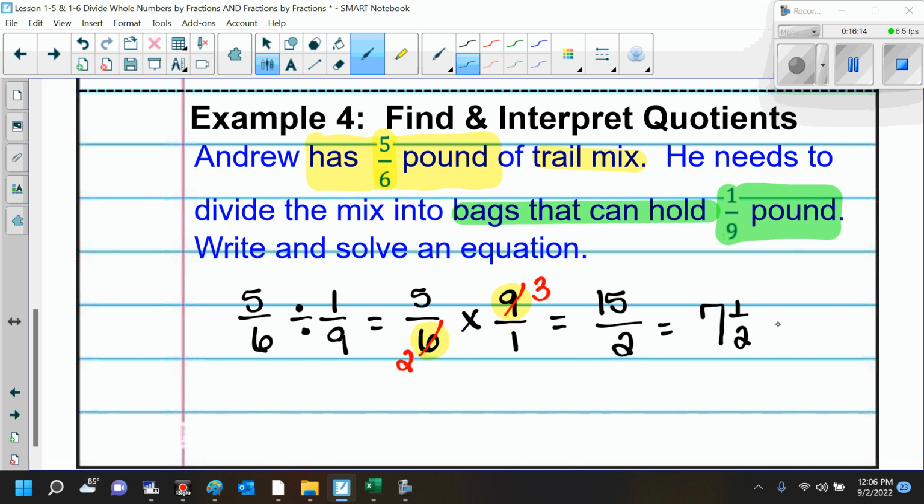What's my label going to be? Not pounds. How many? Bags. So this is 7 1/2 bags. Now, are we going to do half a bag? No, that's just going to be leftovers, right? So how many actual bags can he make? 7. All he has is half. He doesn't have enough to make 8, right? So he can make 7 bags, 7 1/9 pound bags.